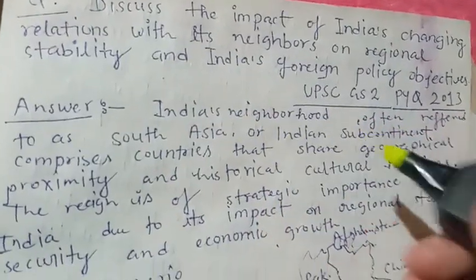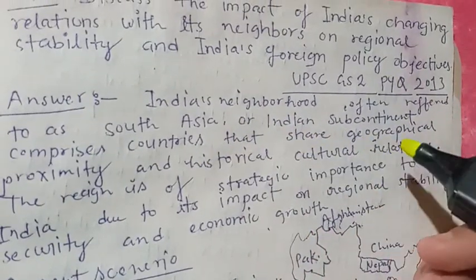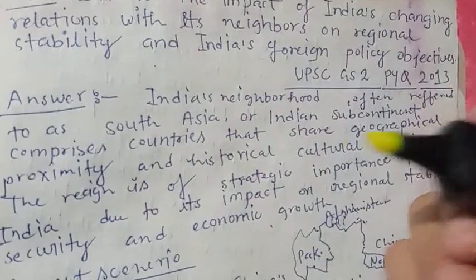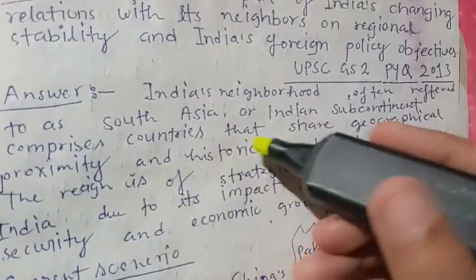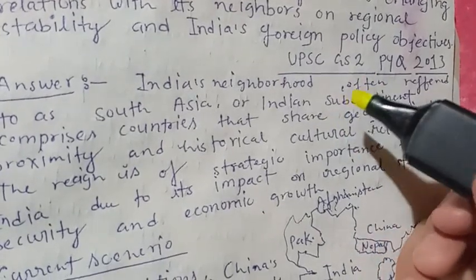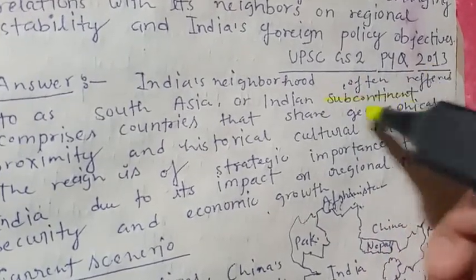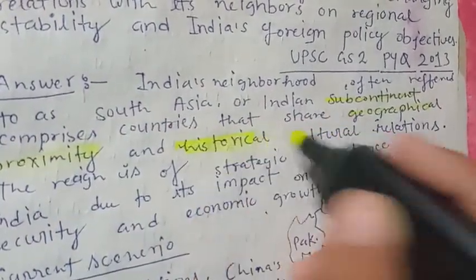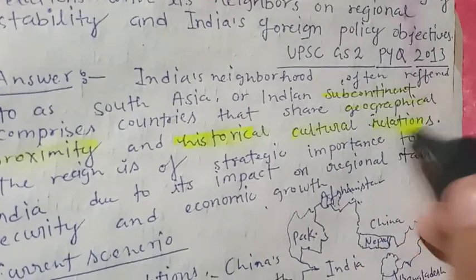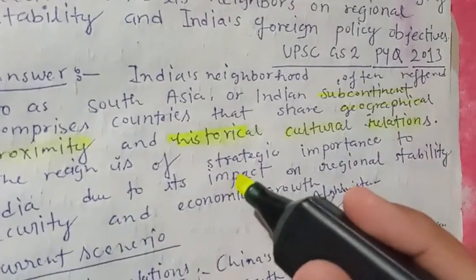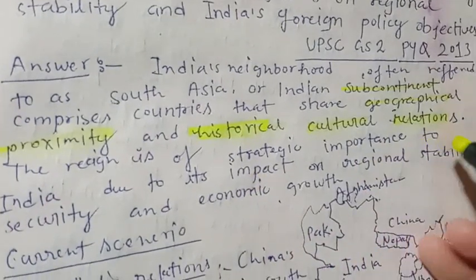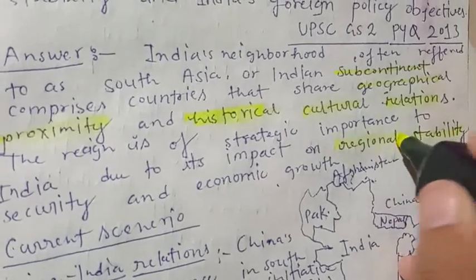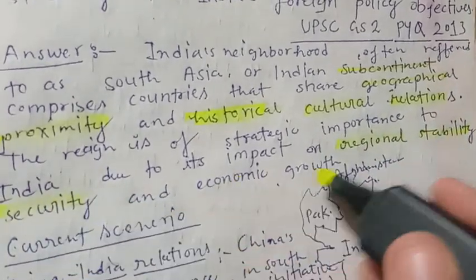So India's neighborhood, often referred to as South Asia or the Indian subcontinent, comprises countries that share proximity and historical, cultural relations. The reason is its strategic importance to India due to its impact on regional stability and security and economic growth.